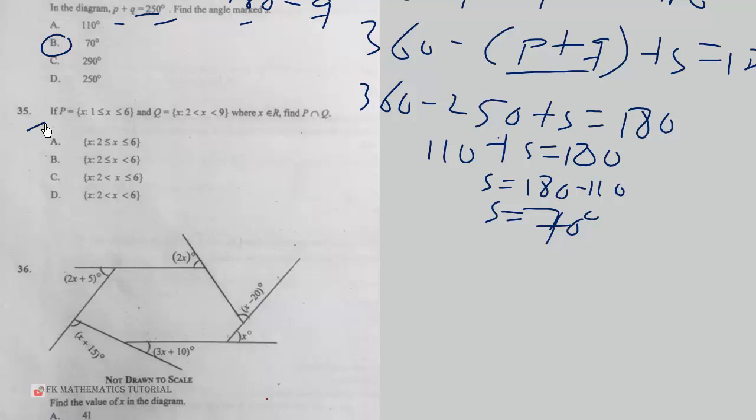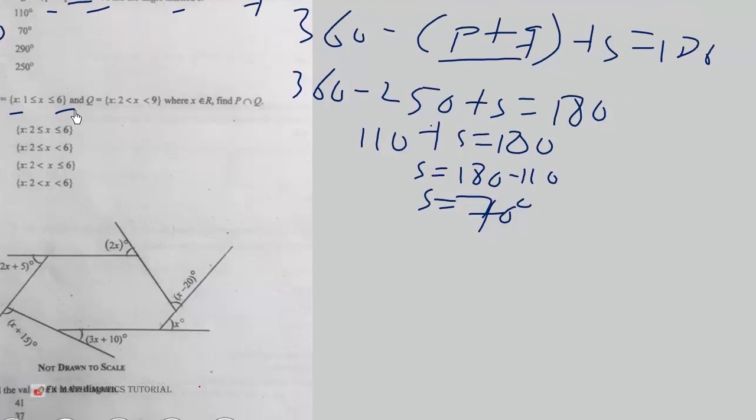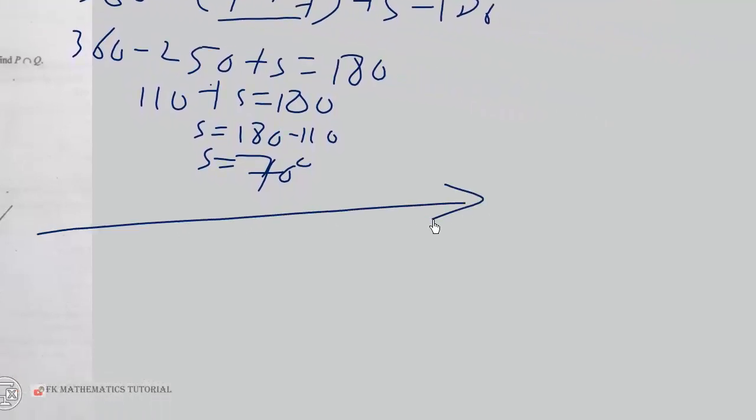We have question number 35 here. If P is from 1 to 6, real number is from 1 to 6. So we have the real number line here. Then we have 1 here. We have 6 here. So 1 to 6 inclusive.